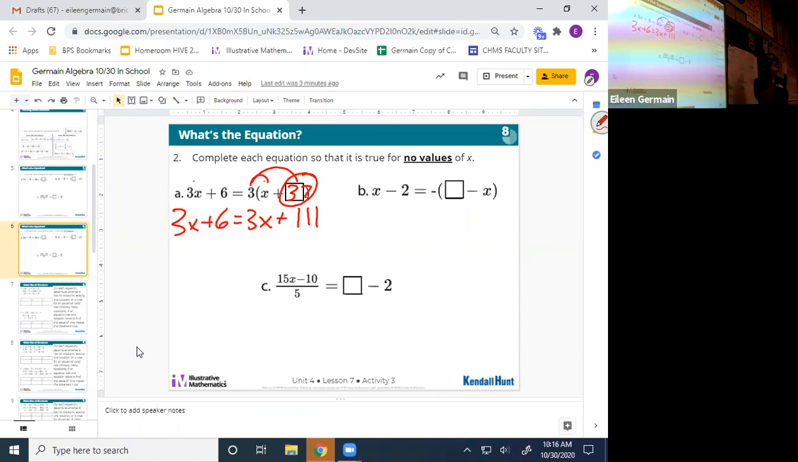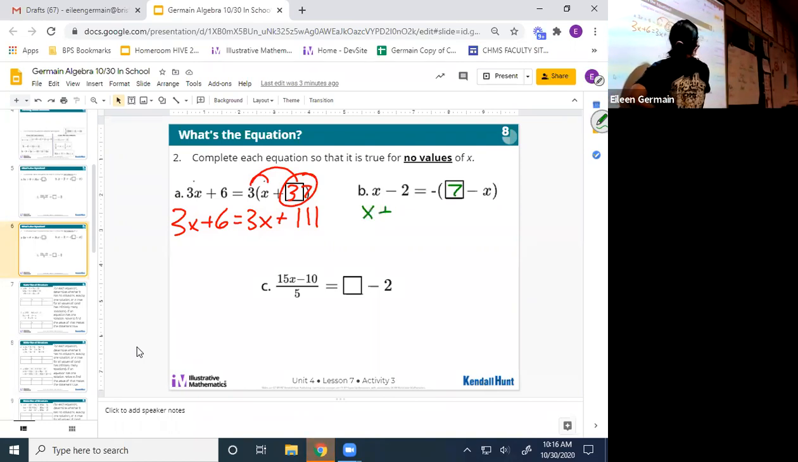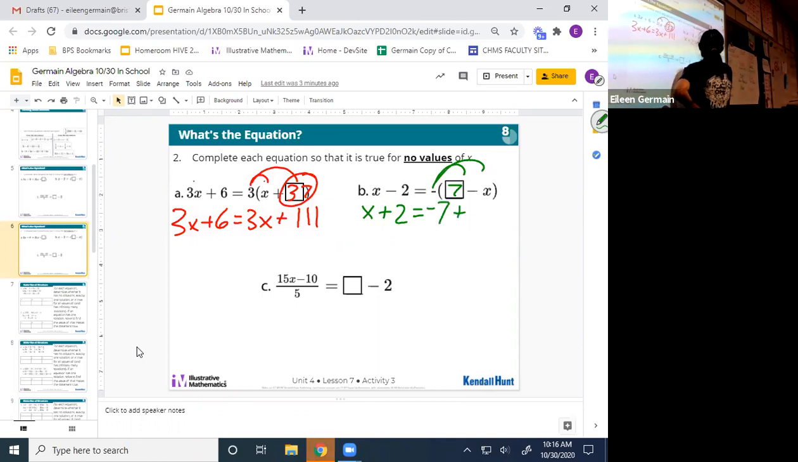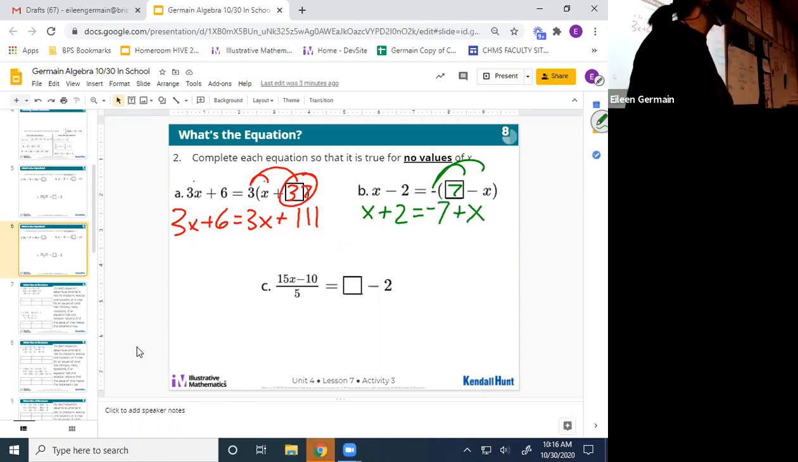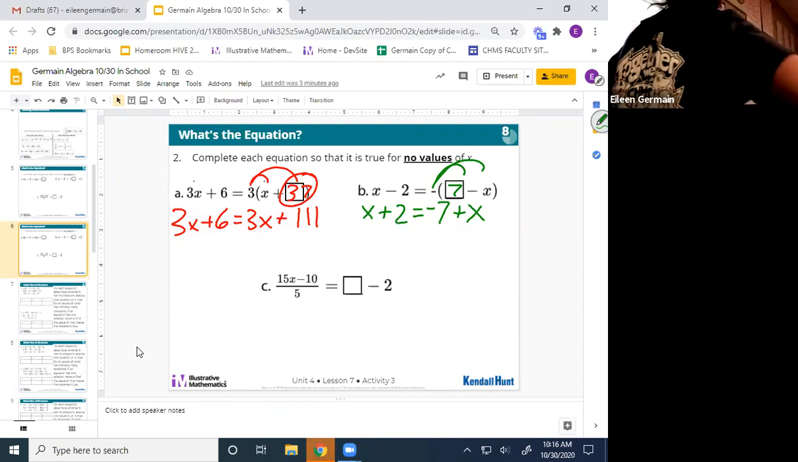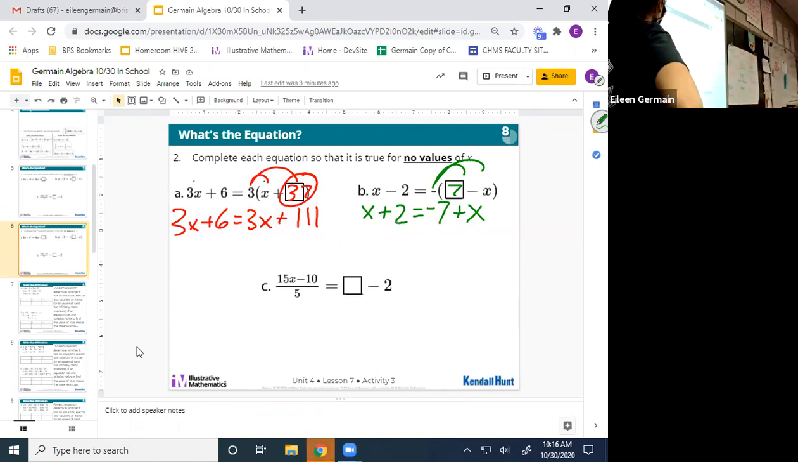Okay, now let's look at B here. What was the value you got for B, John? 7. John put in 7. Let's test it out. X plus 2 is equal to negative 7 plus X. Very good. Nice job. That works. Fantastic. So this last one's a little bit tricky.